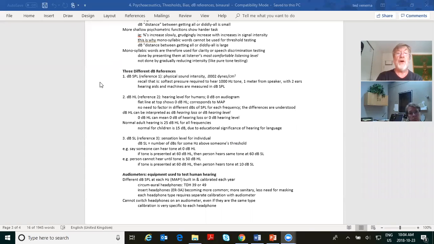Unit 2 was all about dBSPL. Unit 4, we got into dBHL, and we quickly defined dBSL. But again, SL is not used all that often.